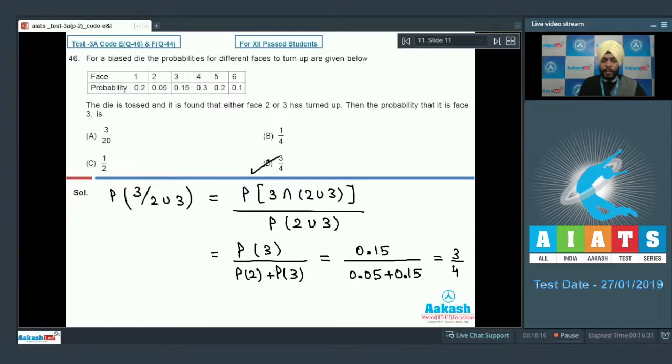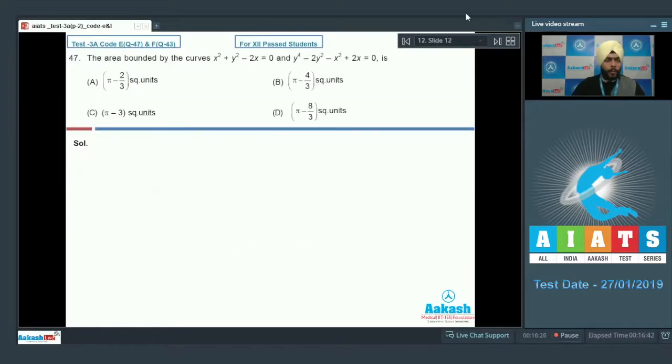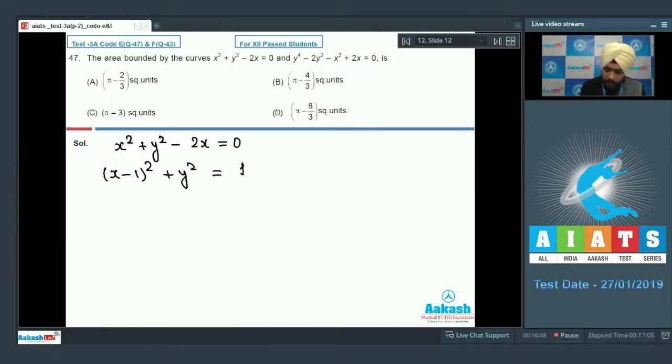Okay, simple one. Let us move on to 47. Question number 47, based on applications of integrals, says that the area bounded by the curves x square plus y square minus 2x equals 0 and y power 4 minus 2y square minus x square plus 2x equals 0 is. So students, the first curve is a circle, x square plus y square minus 2x equals 0. That is (x minus 1) whole square plus y square equals 1. Circle with center (1, 0), radius equal to 1 unit.